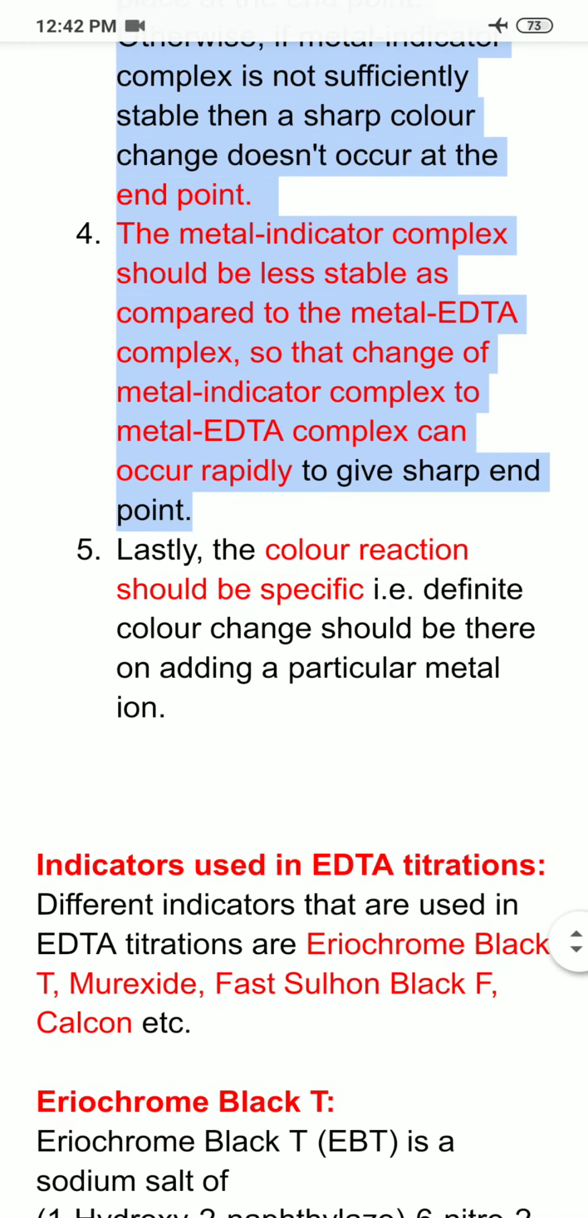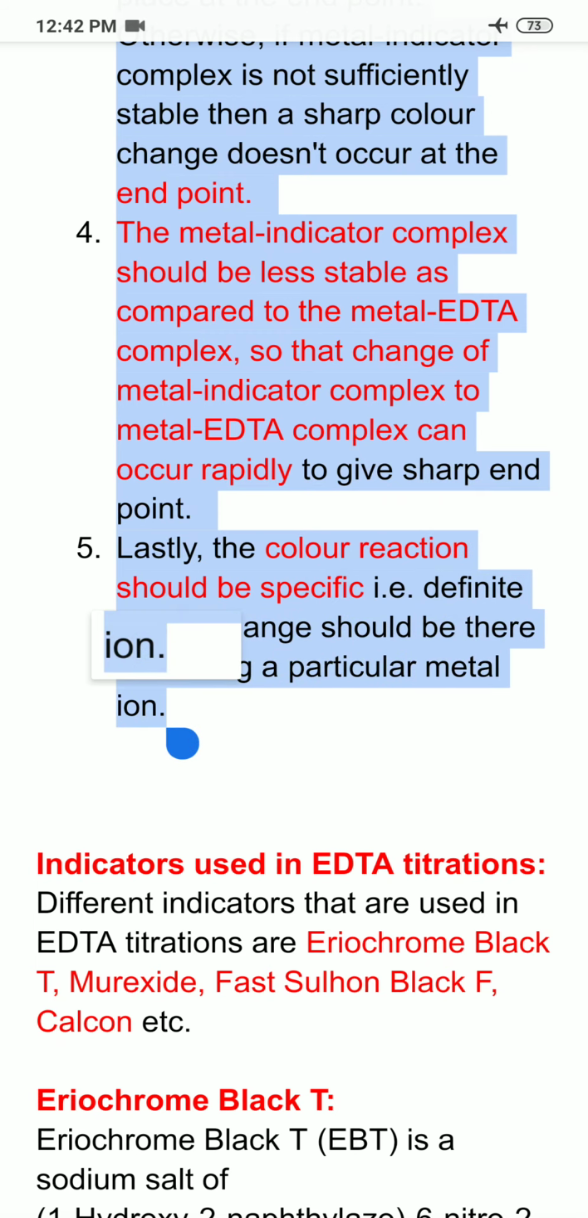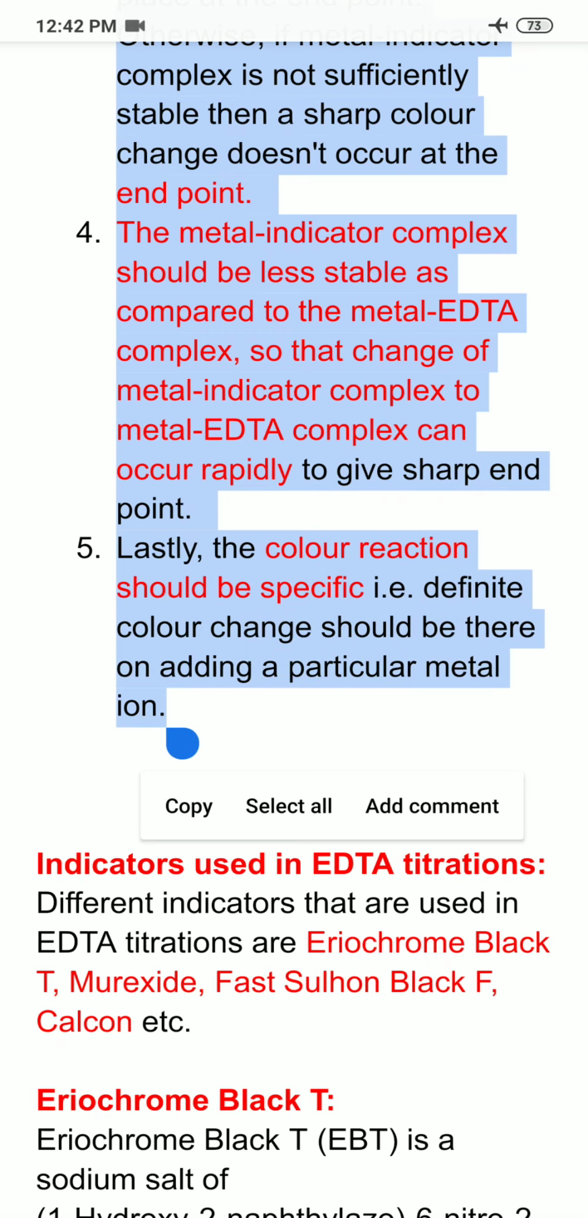sharp endpoint. Lastly, the color reaction should be specific. That is, definite color change should be there on adding a particular metal ion. For example, if I use Eriochrome Black T, when we add Eriochrome Black T to magnesium, then it gives wine red color due to the formation of magnesium indicator complex. And when EDTA is added to metal indicator complex, free indicator EBT is formed there, which is blue in color. So means there is a definite color change from wine red to blue, so that we can detect the change in color.